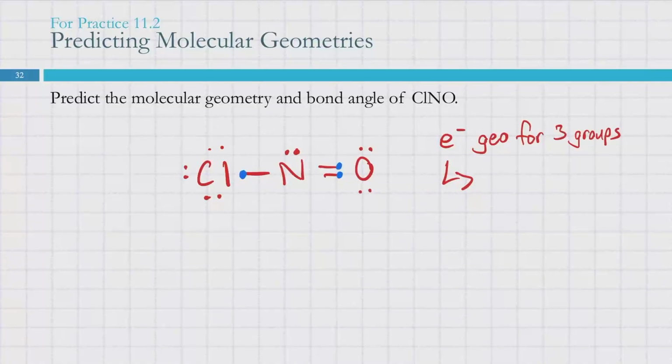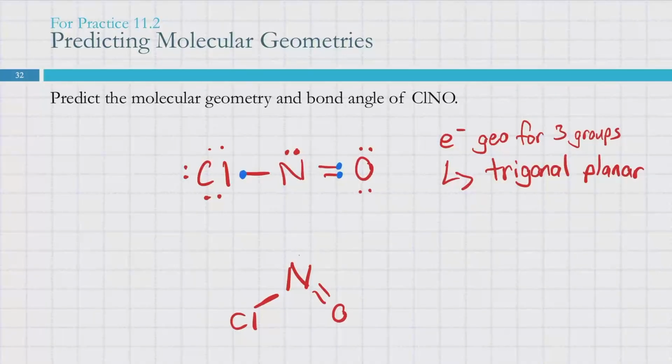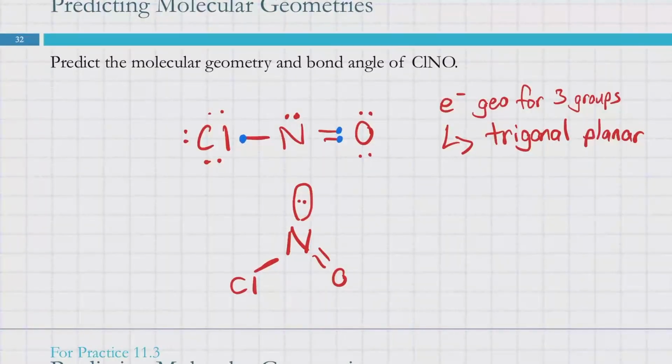What's our trigonal planar? Trigonal because it's 3 groups. Planar because it's flat. So it really should be more like this, omitting some of the lone pairs. It should be like this around our nitrogen.